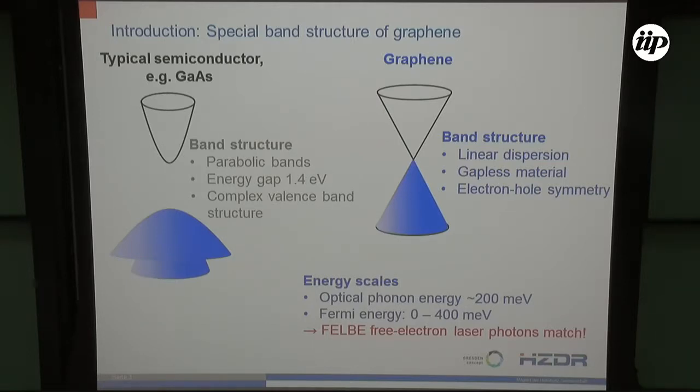What are the relevant energy scales in graphene? Optical phonons have a fairly high energy, 200 millielectron volts, and the Fermi energy, well, that depends on the sample, basically from 0 to around 400 millielectron volts. So the mid-infrared and far-infrared region is actually a perfect probe for the natural energy scales in this system. And we will mainly use the free electron laser at Dresden-Rossendorf to probe effects in graphene. So the question is, how does this peculiar band structure affect the ultra-fast dynamics? What is unique about graphene, what you don't see in other systems?